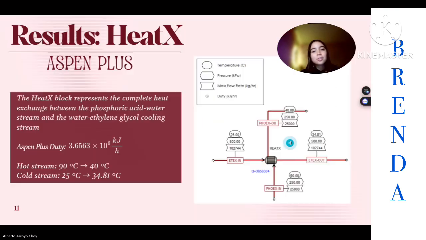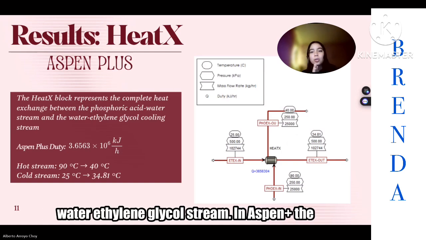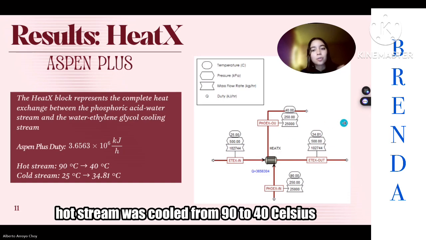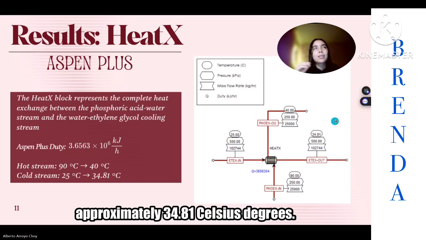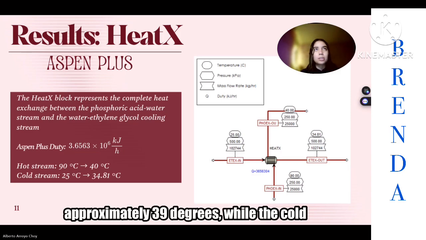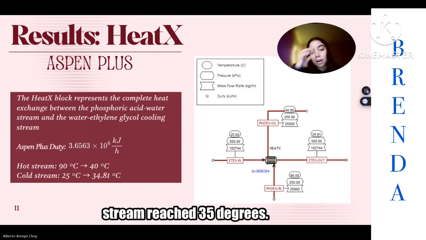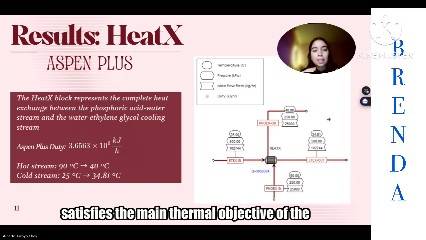The HeatX blocks represent the complete heat exchange between the hot phosphoric acid water stream and the cold water ethylene glycol stream. In Aspen Plus, the hot stream was cooled from 90 to 40 Celsius degrees, while the cold stream increased from 25 to approximately 34.81 Celsius degrees. In Aspen HYSYS, the hot stream left at approximately 39 Celsius degrees, while the cold stream reached 35 Celsius degrees. The result shows that the heat exchange satisfied the main thermal objective of the challenge.